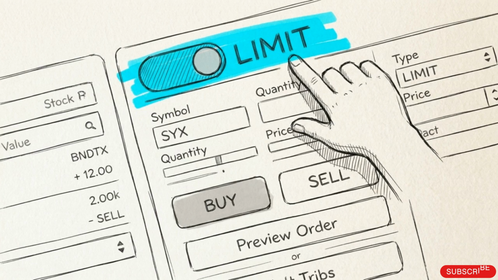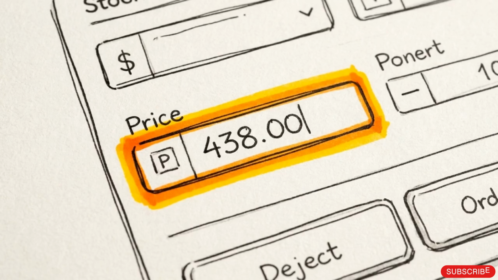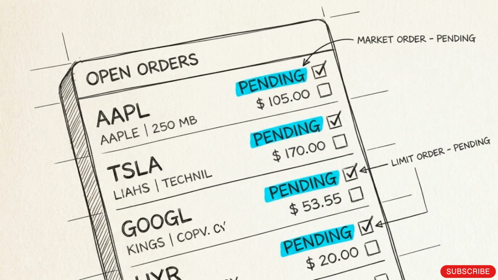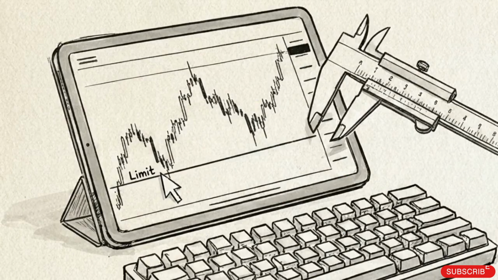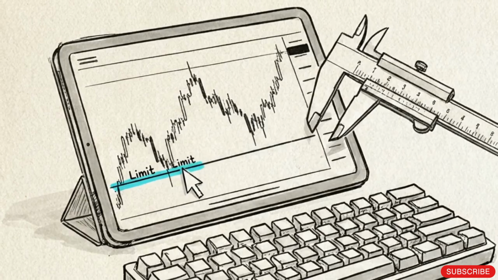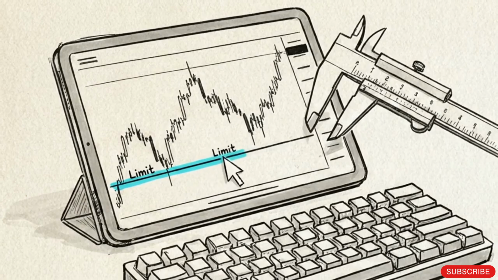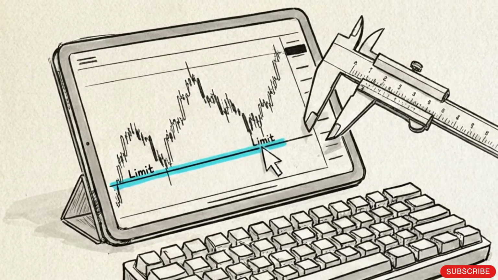Instead of accepting the market rate, you select limit, enter your exact share quantity, and type in the absolute maximum price you are willing to pay. Your order now sits patiently in the system. It will not execute until a seller agrees to meet your exact price, down to the penny. A limit order protects your initial capital. It guarantees your exact entry price, ensuring you never overpay just to get into a trade quickly.